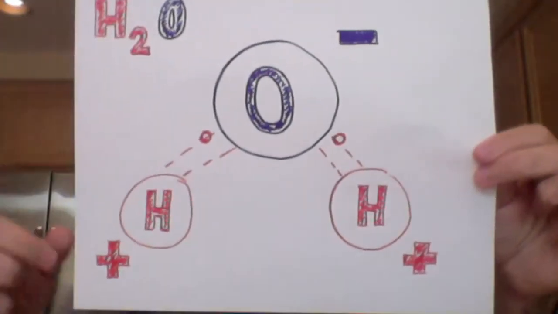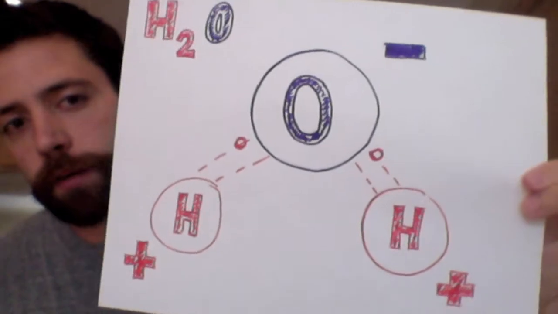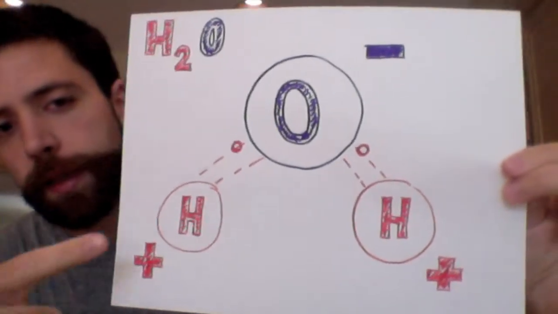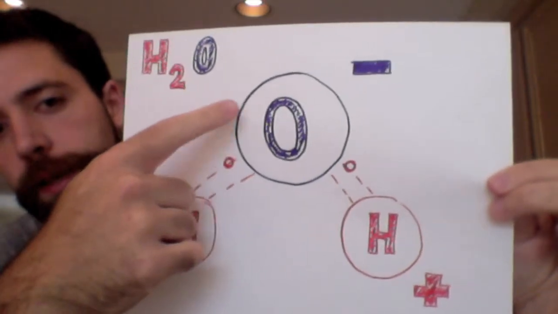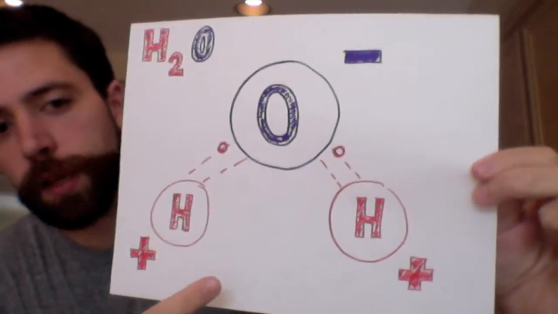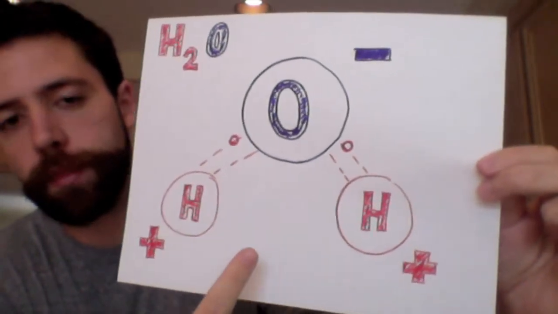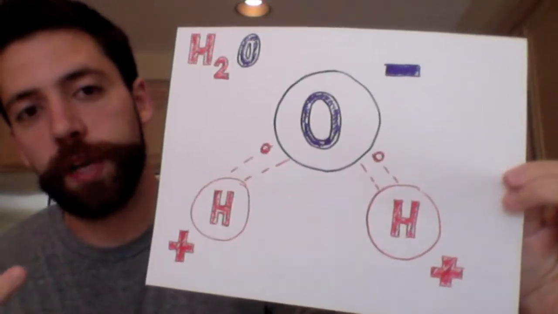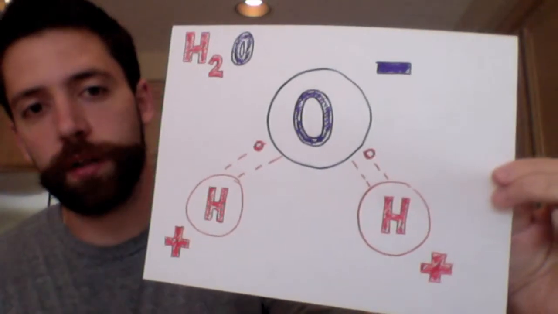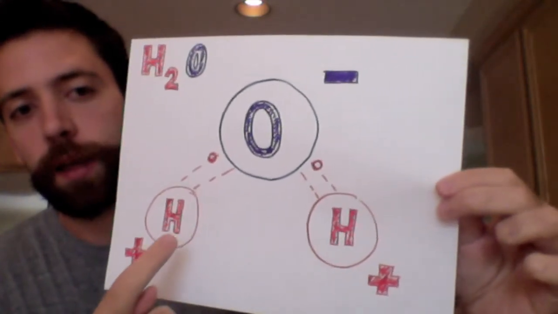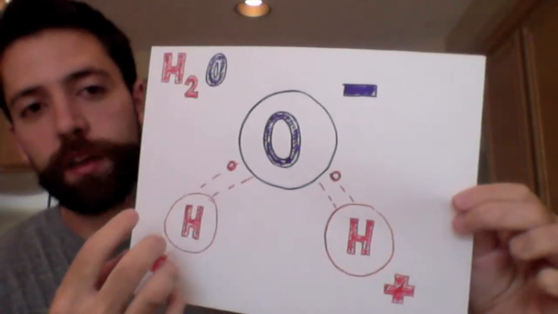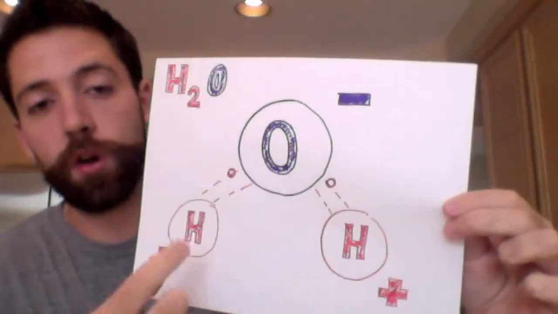Now, as you can see, I've drawn it very simply here. It's just a ball and stick model, sort of. And I've put a negative symbol up here near oxygen and positive symbols here by the hydrogen. That's because oxygen is highly electronegative, meaning it loves electrons. So it's basically pulling the single electron away from the hydrogen and towards itself, giving it an overall negative charge.